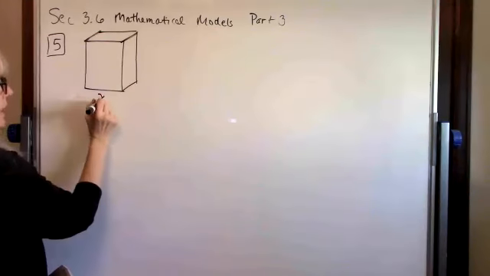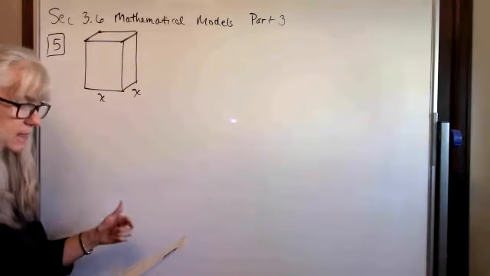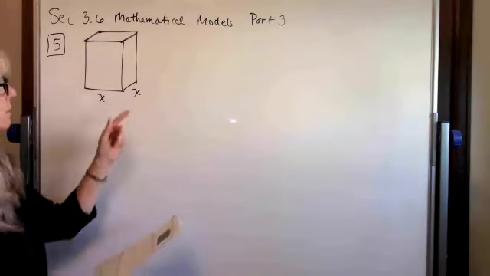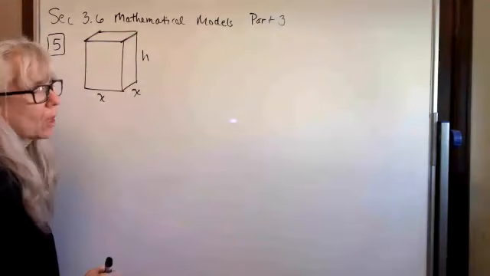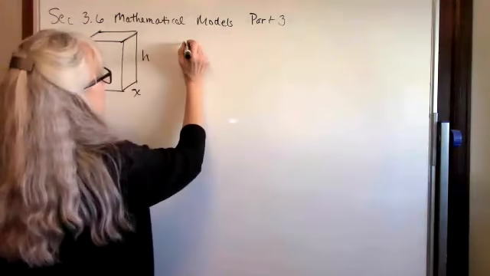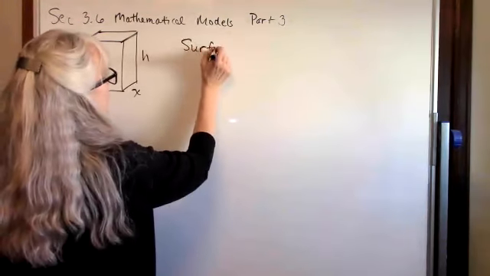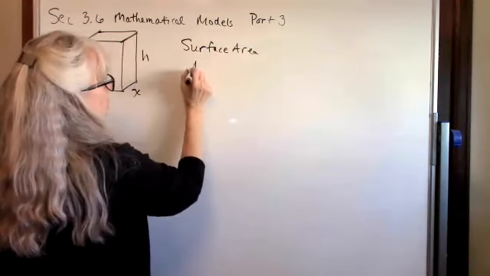So this is x by x, and they tell us to go ahead and call the length of the side of the square base x. So this is x by x. We do need the height to be something, so I'm just going to use h as height. Now what we're after is the surface area, the amount of material needed. So we need surface area, which we're going to call just A.